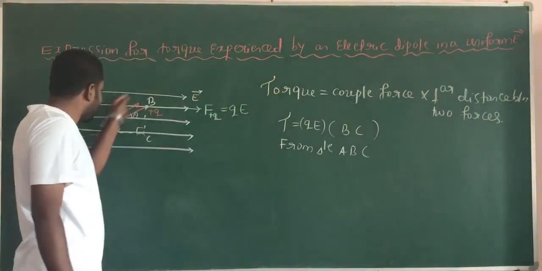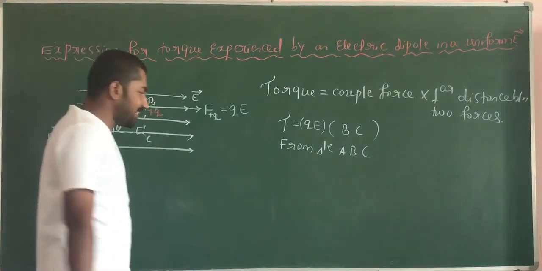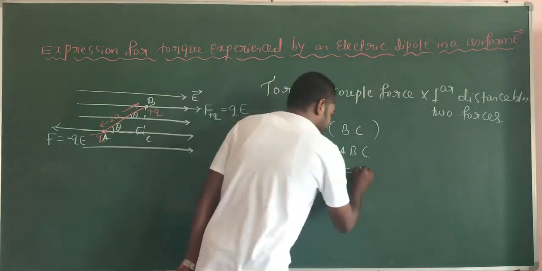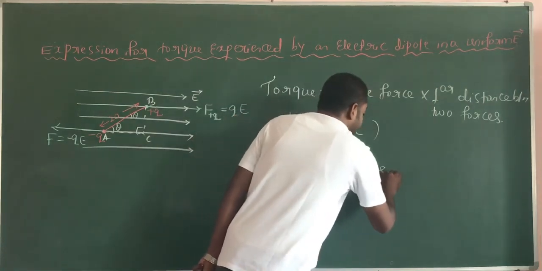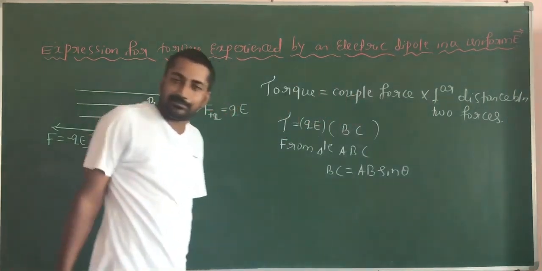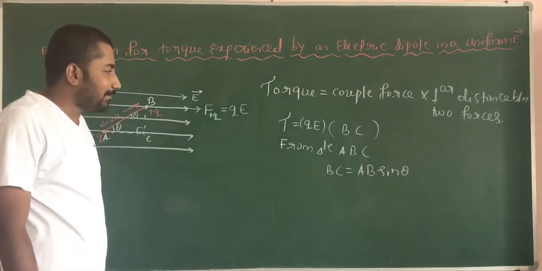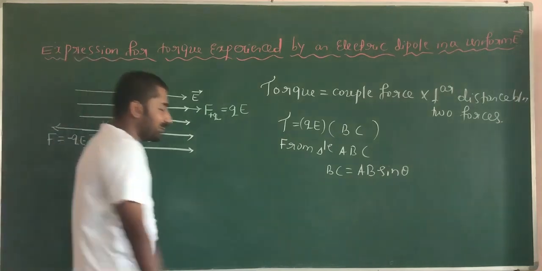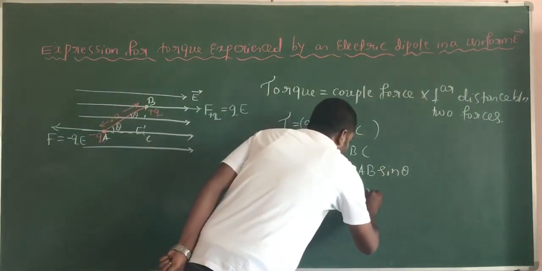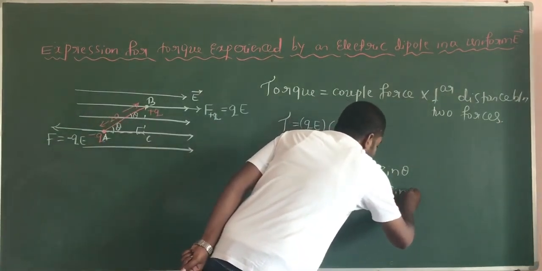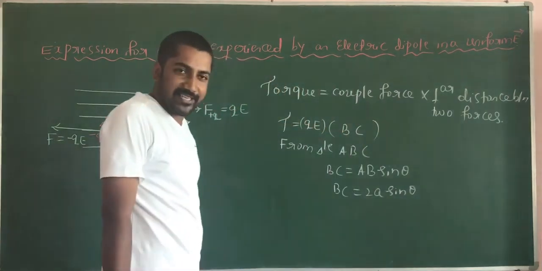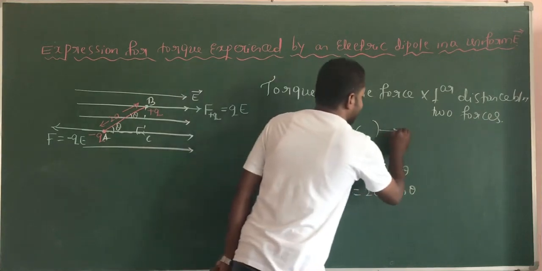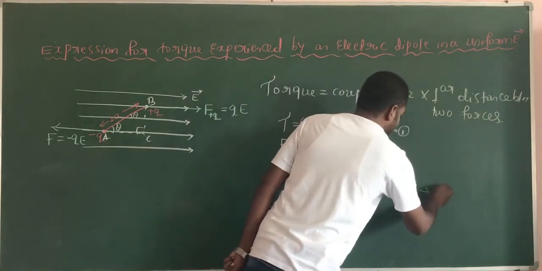But from triangle ABC, BC is equal to AB sin theta. But the distance from A to B is 2a. Now BC is equal to 2a into sin theta. This is equation number 1 and this is equation number 2.